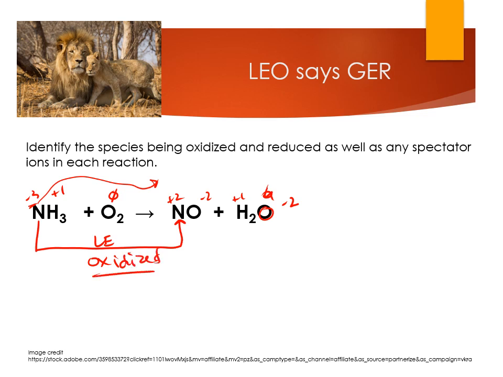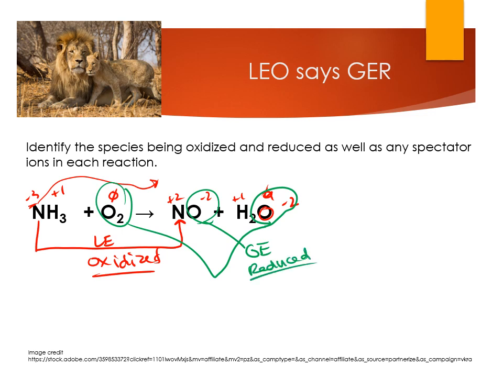Nitrogen was oxidized. Meanwhile, this oxygen guy went from a 0 down to a negative 2. Because oxygen gained electrons and got more negative, it gained electrons, it got more negative, it was reduced. All right, let's look at another example.